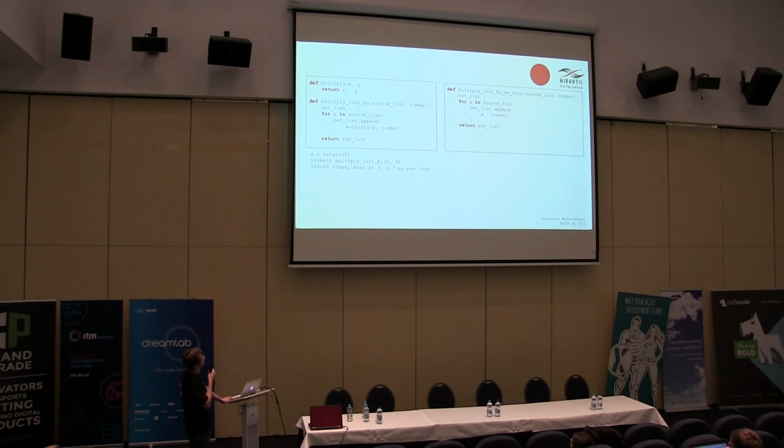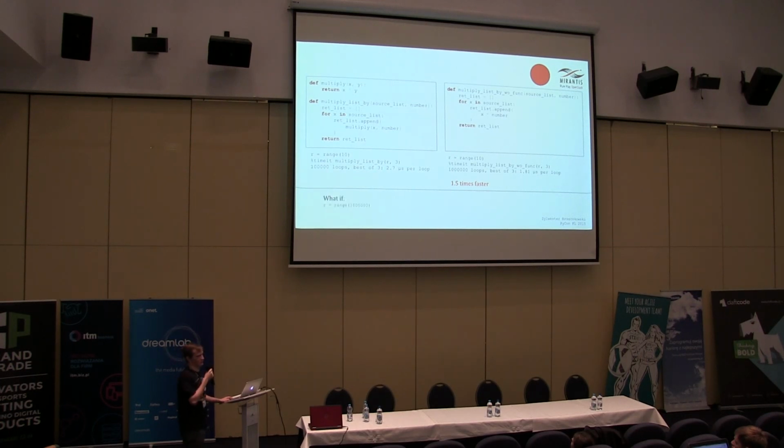We have, for example, a list that consists of 10 elements. Also, I want to say that this is Python 2. That's why it's a list. And we have the same for the second thing. And we can see that the function on the right is 1.2 times faster.